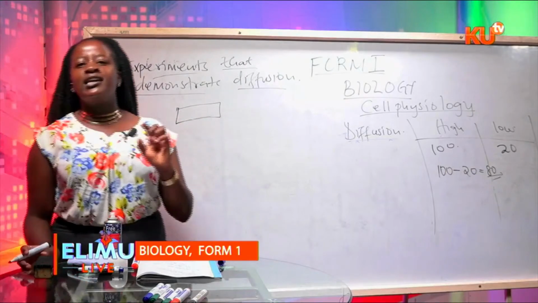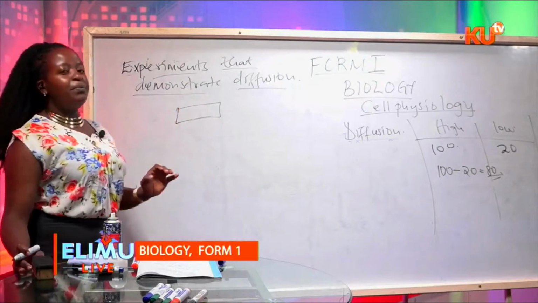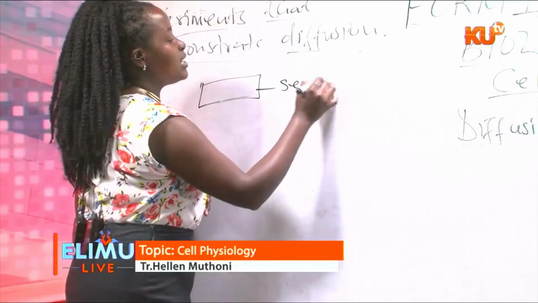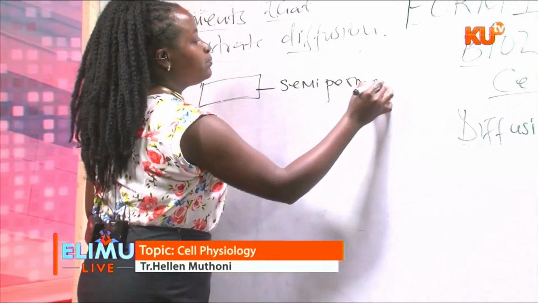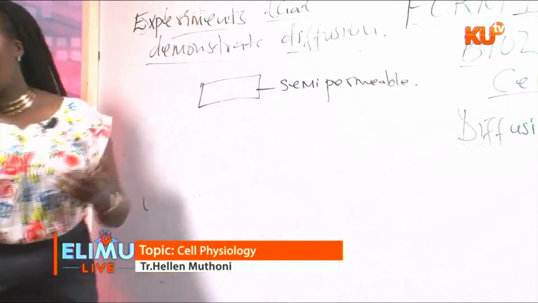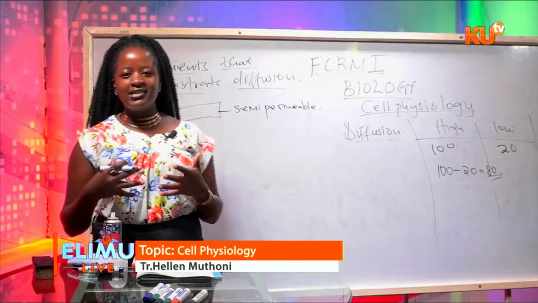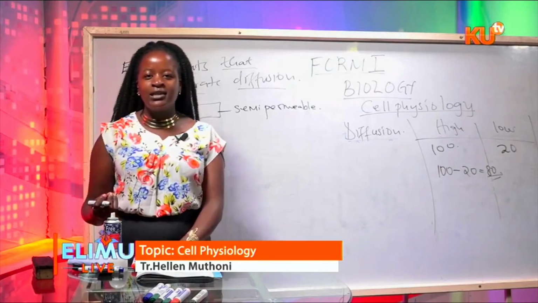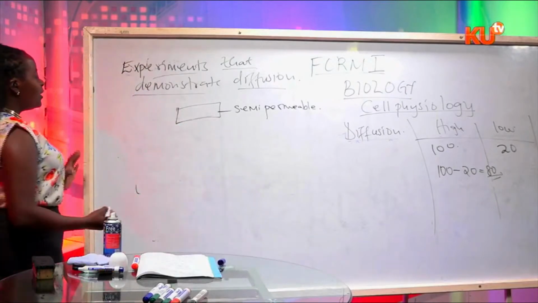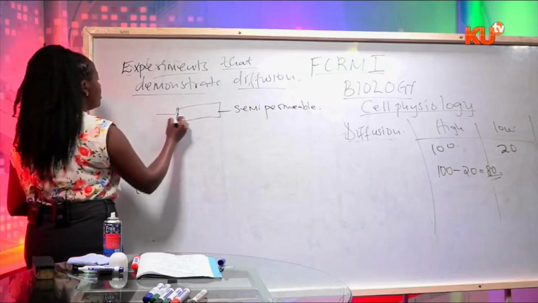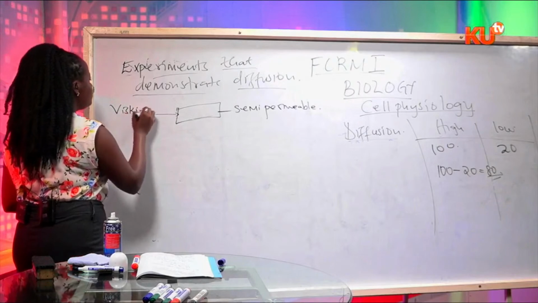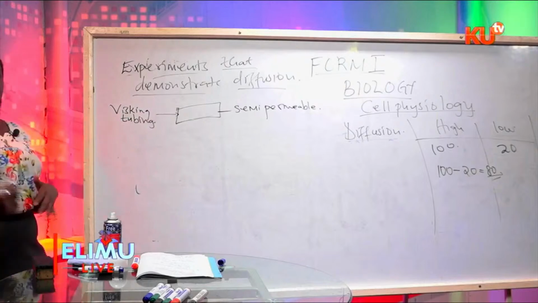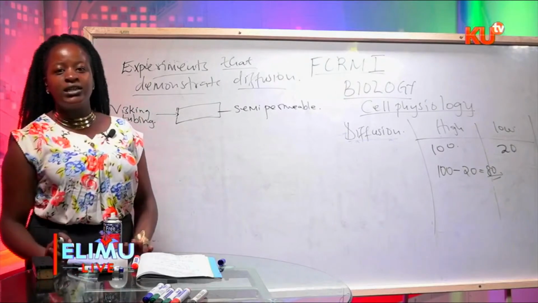A Visking tubing is a clear paper that takes this shape, and this clear paper is semi-permeable, meaning that it can only allow some materials to get inside it, and it doesn't allow others to pass through it. The second experiment will involve the use of the Visking tubing. So this is the Visking tubing. And we have said the Visking tubing represents the cell membrane in biology experiments done in the laboratory.